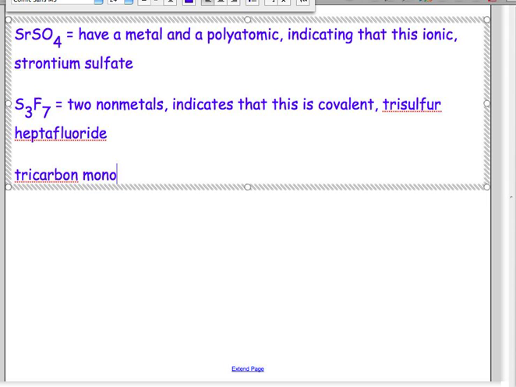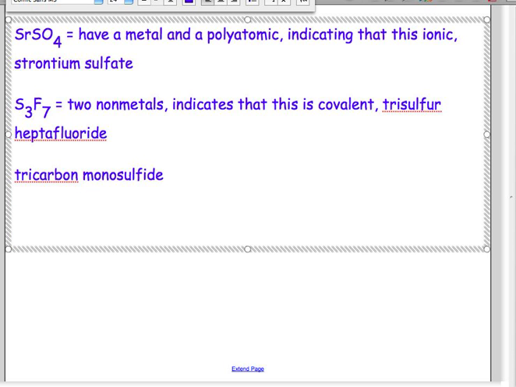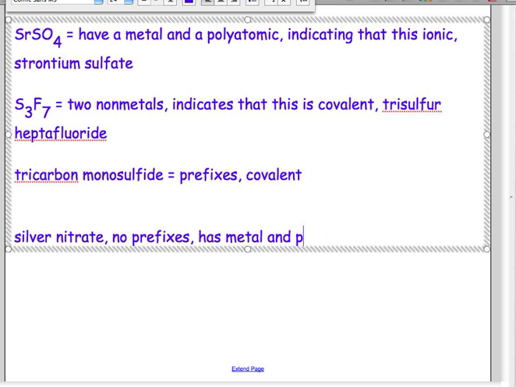Tricarbon monosulfide and silver nitrate. Again, it's pretty easy to tell the names. There's prefixes in this name, so this is definitely covalent, and you would do the formula covalently. And this guy, there's no prefixes, has a metal and a polyatomic in it. So this is definitely ionic.